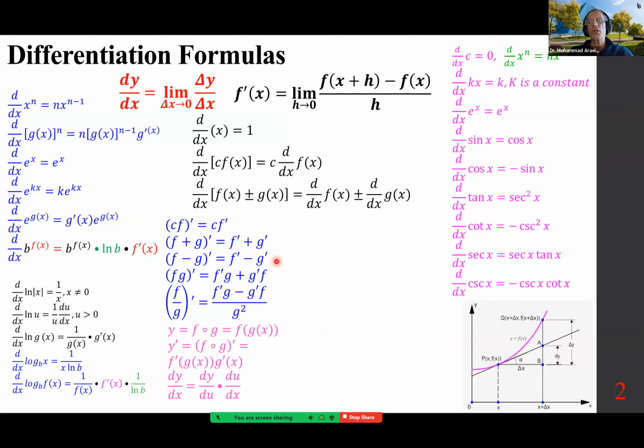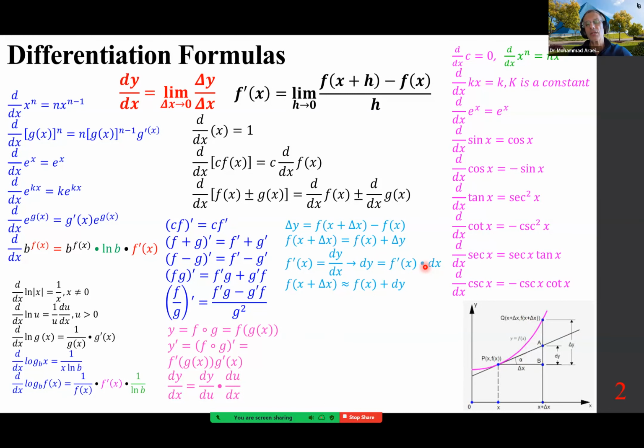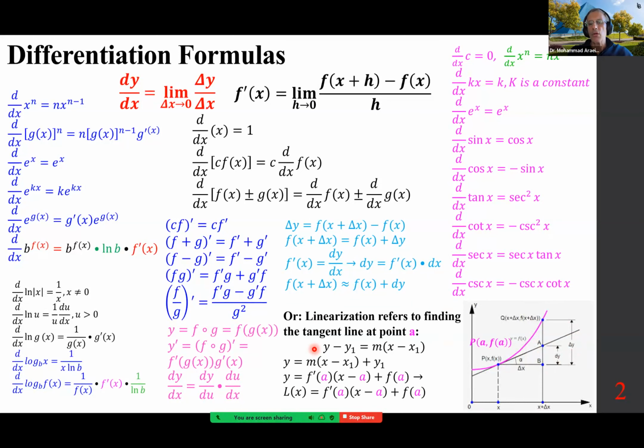We have differentiation formulas as you have seen them before. We have delta y, which is f of x plus delta x minus f of x, versus dy, which is f prime of x times dx. Delta y is the change in y along the curve; dy is the change in y along the tangent. So if we call this point a comma f of a, linearization simply means find the tangent line: y minus y1 equals m times x minus x1.